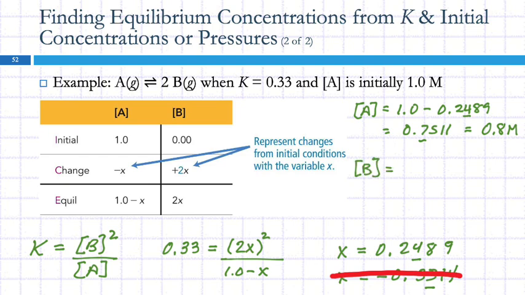Well, B is equal to 2 times x. So 2 times 0.2489, and that is 0.4978, which would be 0.50 molar.